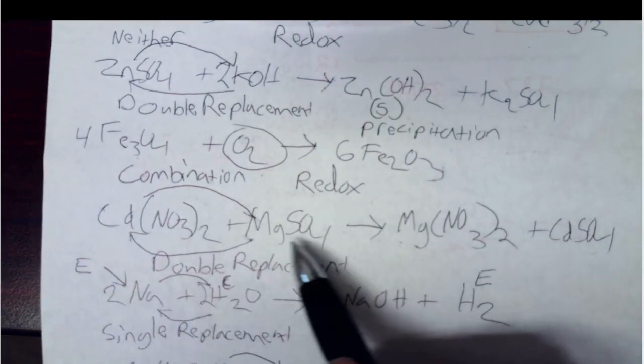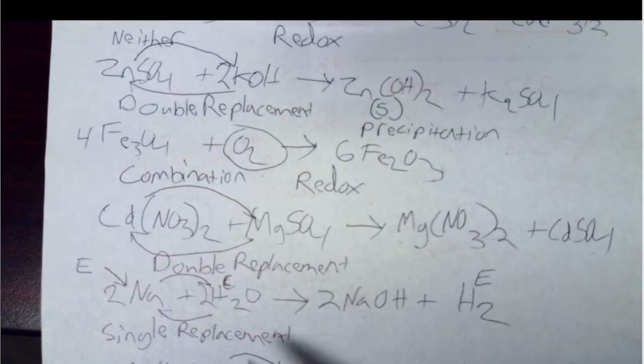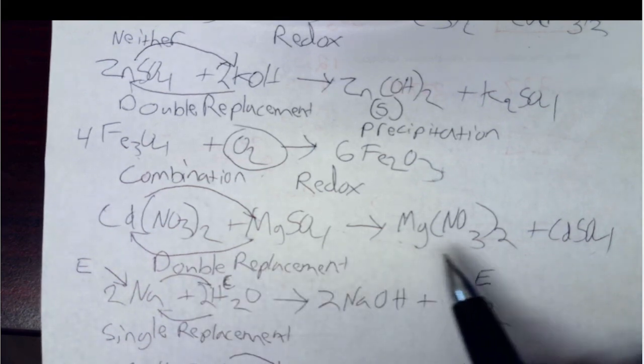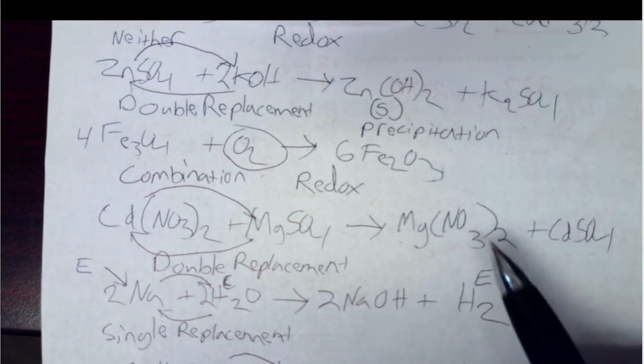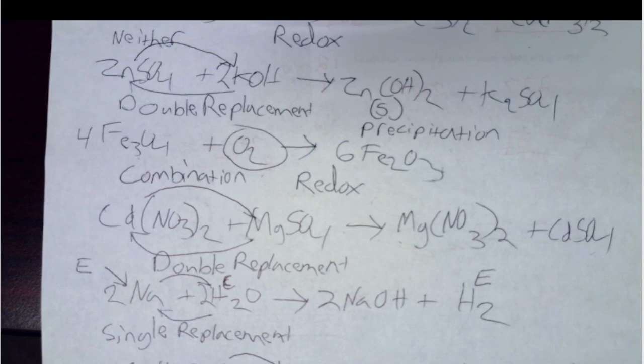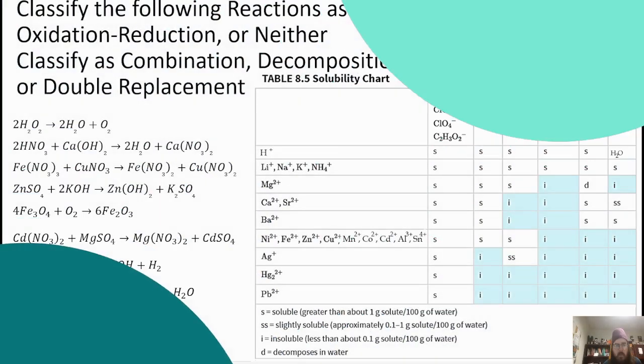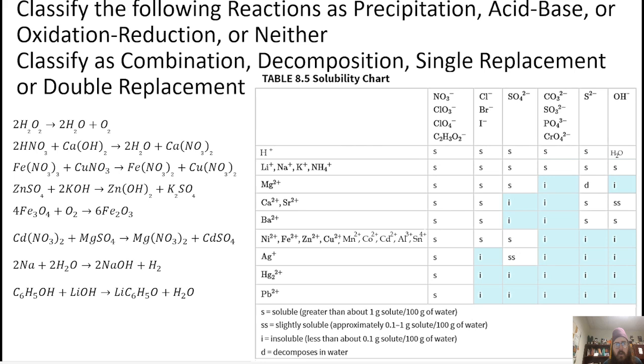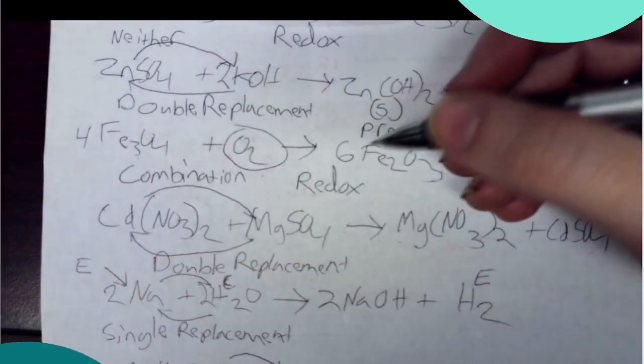Step 1, pure element, no pure elements. Step 2, acid or base, no acid or base. Step 3, solubility. So let's look. Magnesium, row 3, nitrate, column 1, soluble. Cadmium, row 6, sulfate, column 3, soluble. So it's not a precipitation.